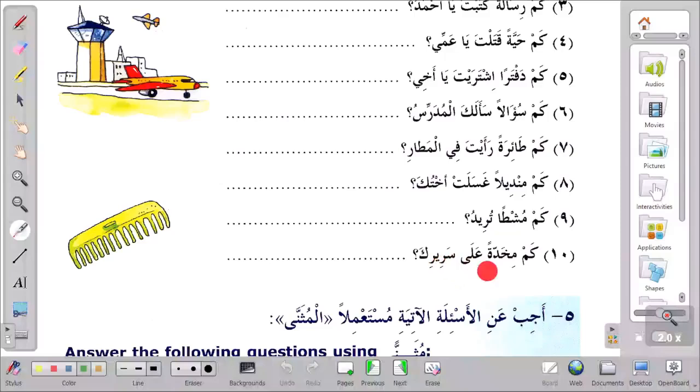The mihaddatun is standing on its own. There's nothing affecting it. It's like the mubtada. Okay, it's not maf'ul bihi or anything here. So you can see mihaddatani ala sariri. So you see, it's the mubtada standing on its own. Mihaddatani, 2 pillows ala sariri, are on my bed. So it's not an object or anything. So it is standing on its own.